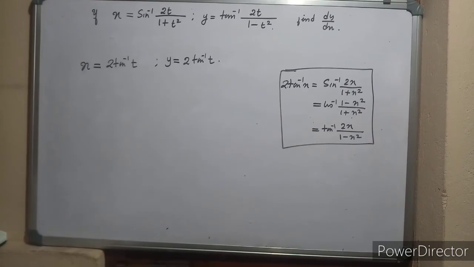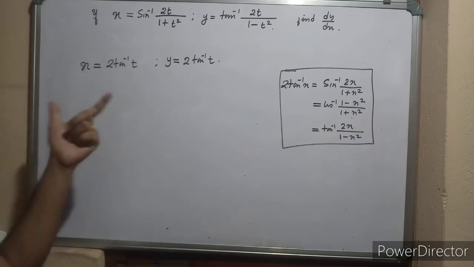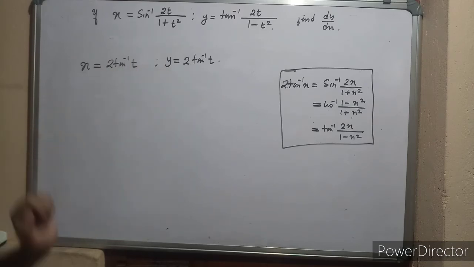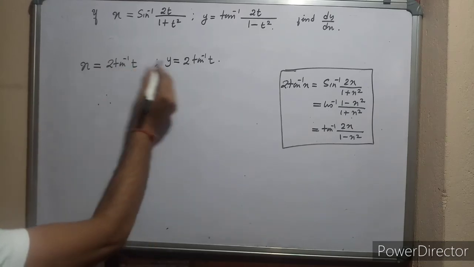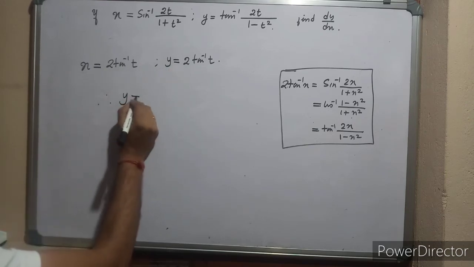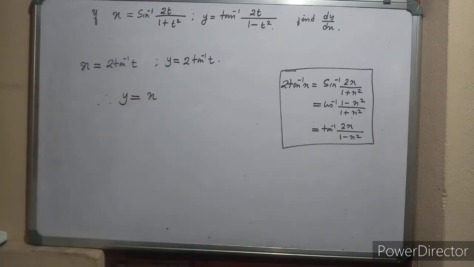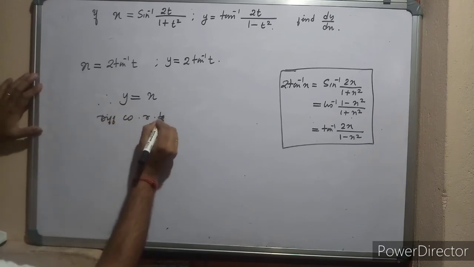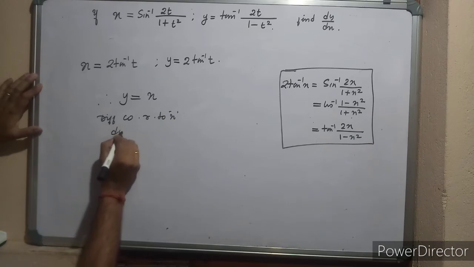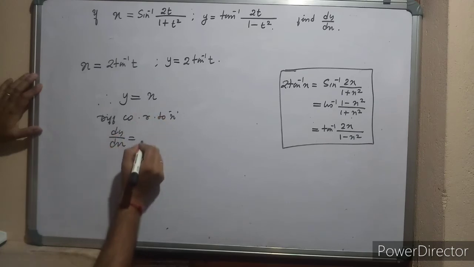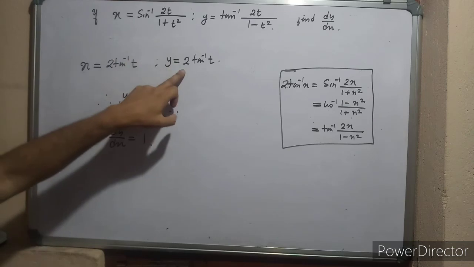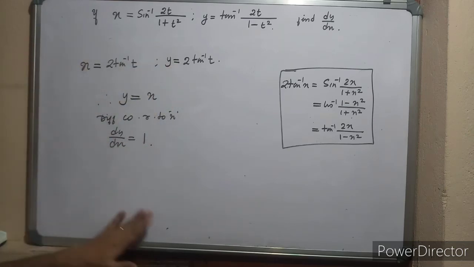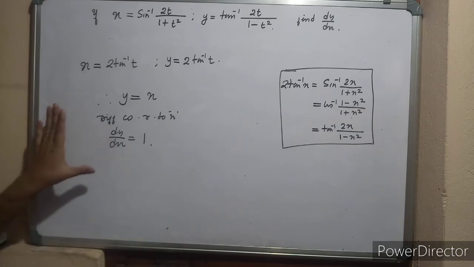It's not necessary that you do it with the previous method. I'll do another, easy shortcut method. x equals 2 tan inverse t, and y is also 2 tan inverse t. That means, comparing these two relations, we can write y equals x. After getting y equals x, differentiate with respect to x. dy by dx is the derivative of x, which is 1. If you use the parametric form also, you will get the answer 1. If you use this shortcut, you will get 1. And that's as much as I'll do on parametric equations.